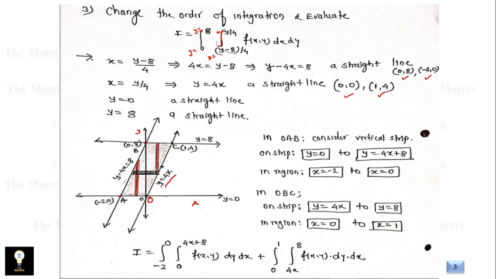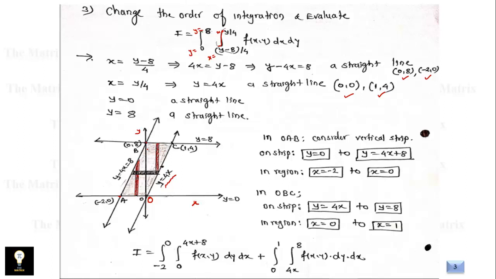So you can see this line AB and line OC are like this only. They are not parallel because this distance is 1 and this distance is minus 2, meaning 2. That's why they are not parallel. They will intersect somewhere. But for us, this is the shaded region, the required region of integration.